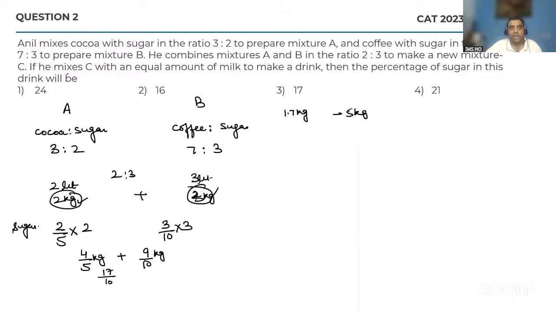Now, this is actually C. In this, we are mixing an equal amount of milk. That means if the volume is 5 kg, I'm mixing 5 kg of milk into this.